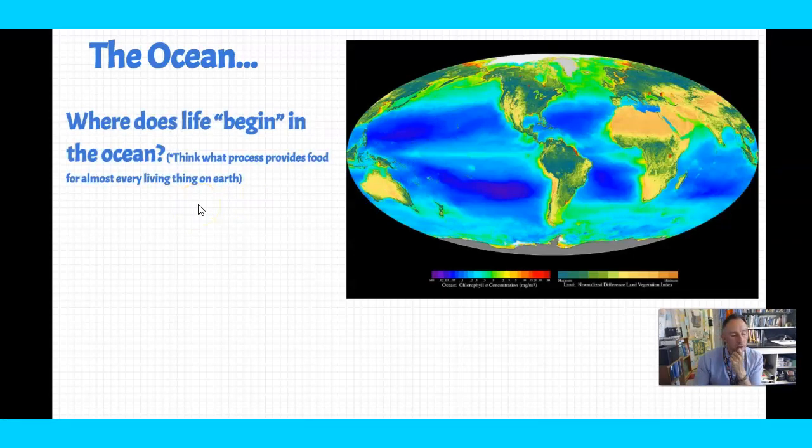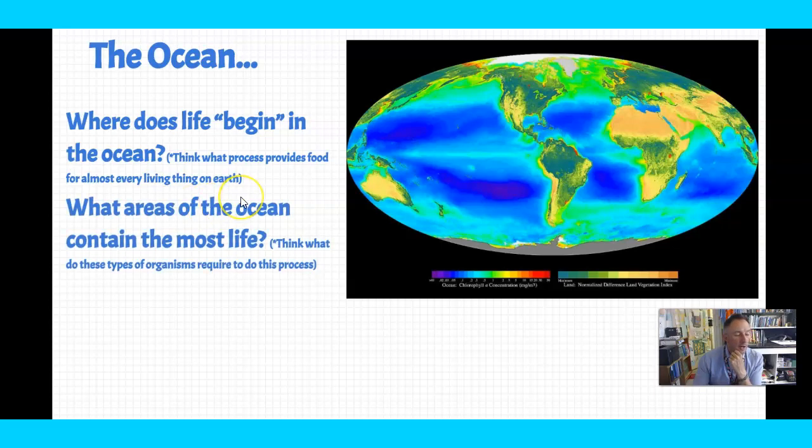So when we look at a map of where life occurs in the ocean, where does life begin? Where does life occur in the ocean? What areas contain the most life? On this map here, the purple is no life, the blue is little, and then light green to orange to red, being the most life in the ocean. You might be surprised looking at this map. I know I was when I first saw it.